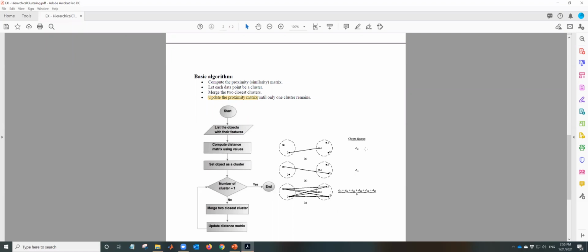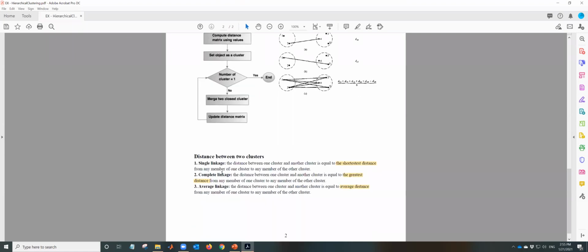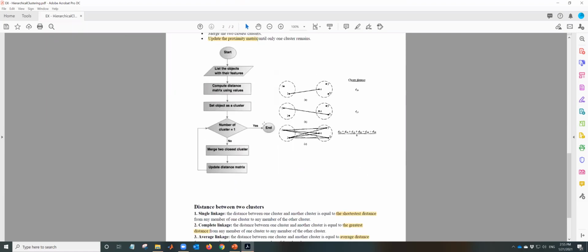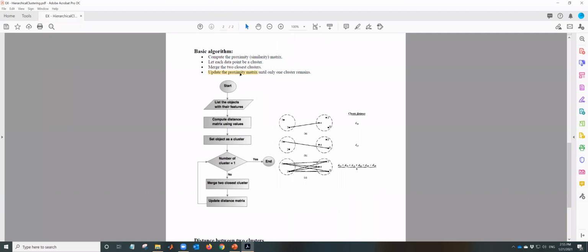If you use single linkage, then this is the single linkage algorithm. Complete linkage is the complete linkage algorithm. The only difference is here, how to update the proximity matrix until there is only one cluster remaining.